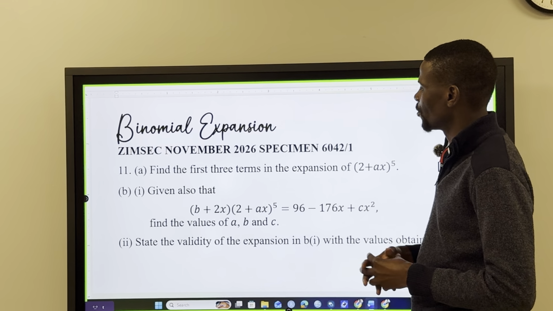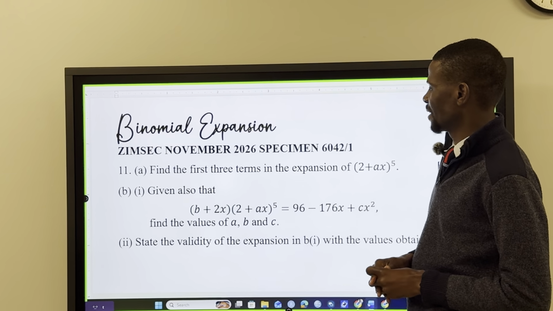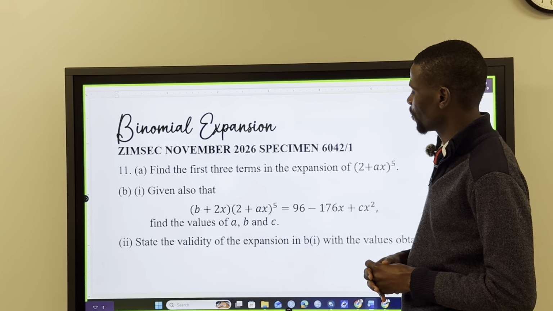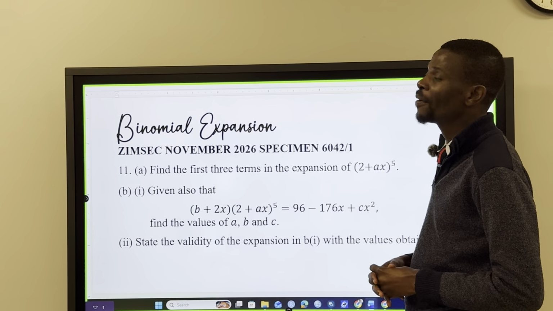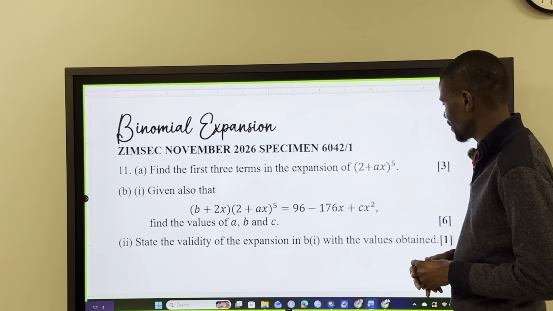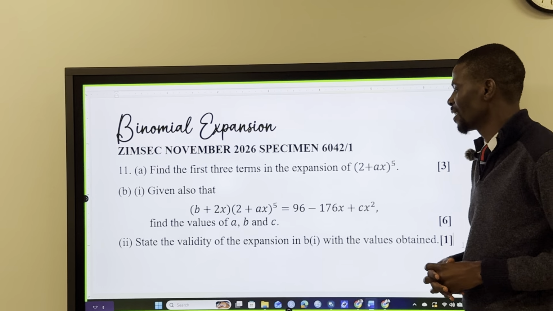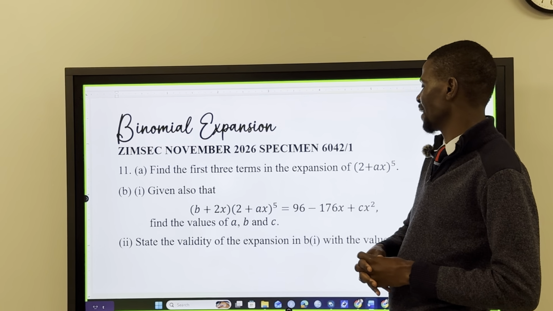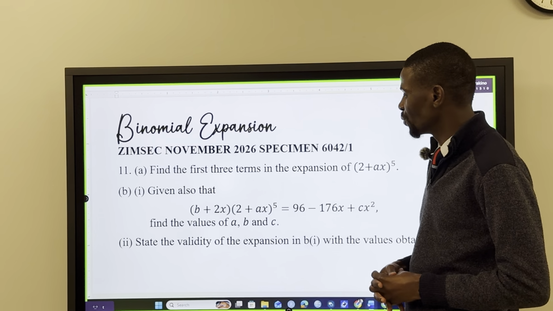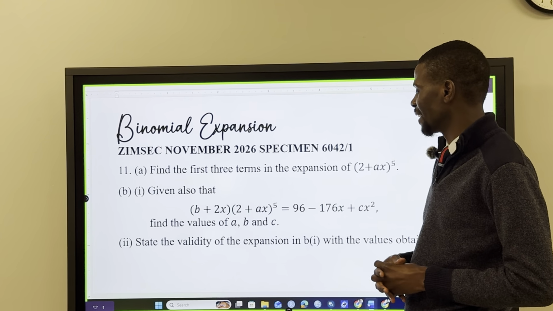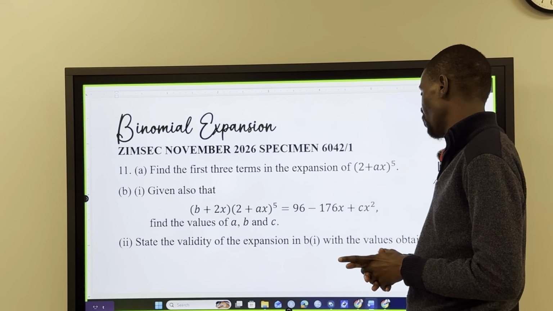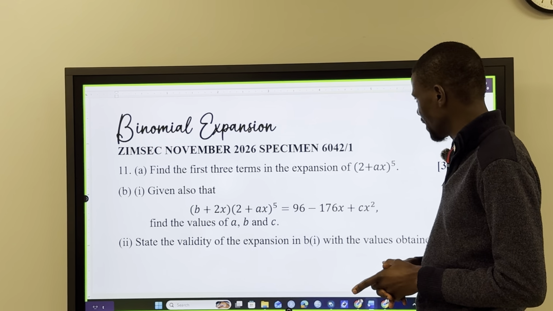Then B item 1, given also that (b + 2x) multiplied by (2 + ax) to the fifth power equals 96 minus 176x plus cx squared. Find the values of a, b, and c. Then item 2, state the validity of the expansion in B1 with the values obtained.